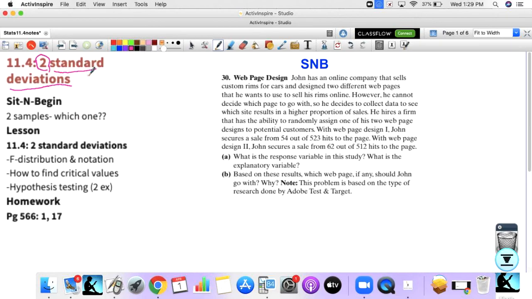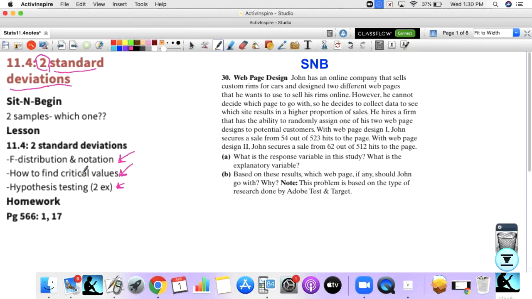If you remember back to chapter 10, we learned about the chi-squared distribution, and how it wasn't really symmetrical. Well, chi-squared is not used with two samples. It's going to be something different called the F distribution. We'll talk about the F distribution today, some of the notation that goes with it, how we can use it to find critical values if we're doing the classical method, and then how to do hypothesis testing with it.